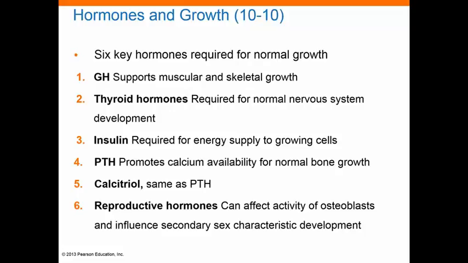Insulin is required for growing cells to obtain adequate supply of energy and nutrients. Parathyroid hormone and calcitriol promote the absorption of calcium, which is essential for building bones. And reproductive hormones like androgens and estrogens act upon multiple cell populations, which accounts for differences in skeletal proportions, such as the broad hip bones in women, and the secondary sex characteristics, like an enlarged thyroid cartilage in men.